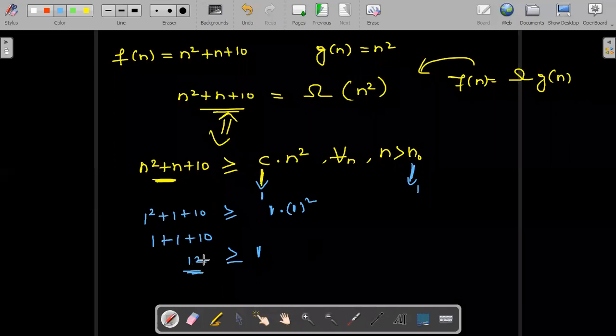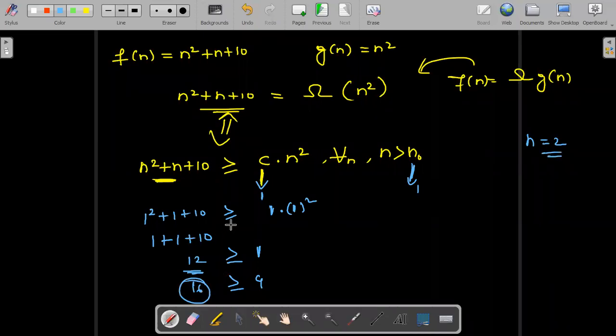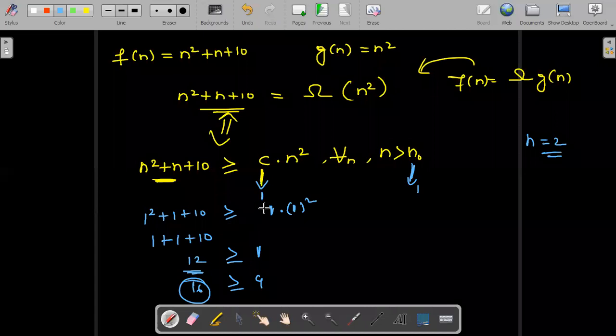If you take n equal to 2, again the same thing: 2 square is 4. Here 1 into 2 square becomes 4, but on the left 4 plus 2 plus 10 gives 16. 16 is greater than or equal to 4, so you get this when n equals 2. Yes or not? This is still proved, showing that the left side value is greater than the right side value. What are the constants here?